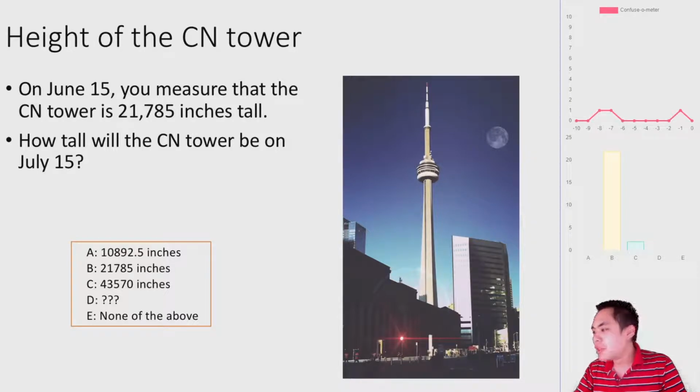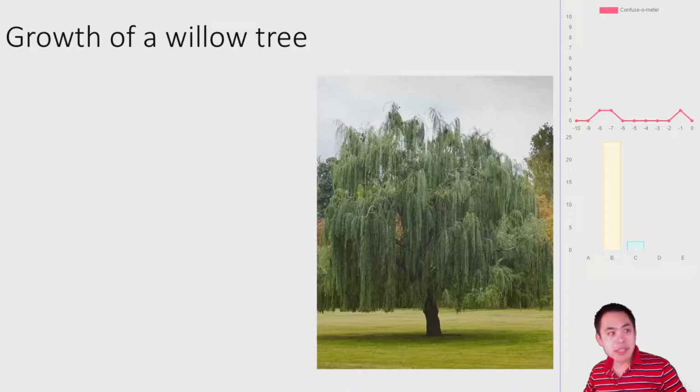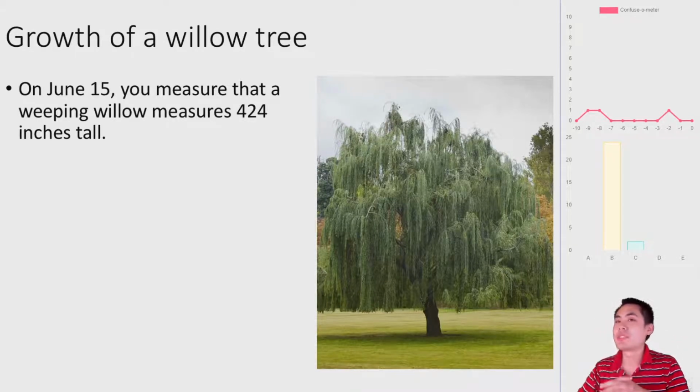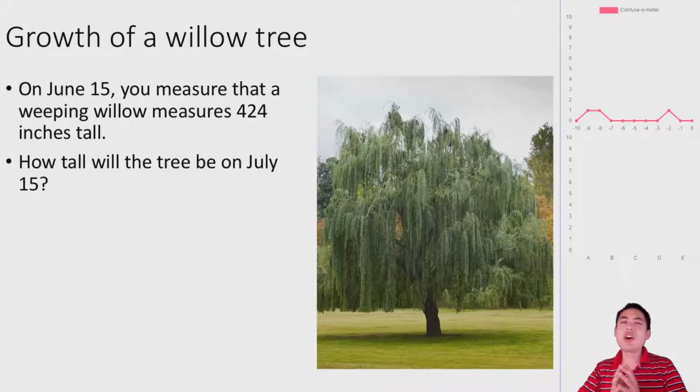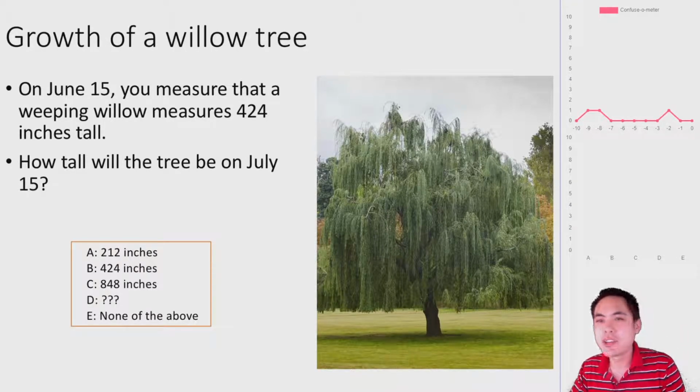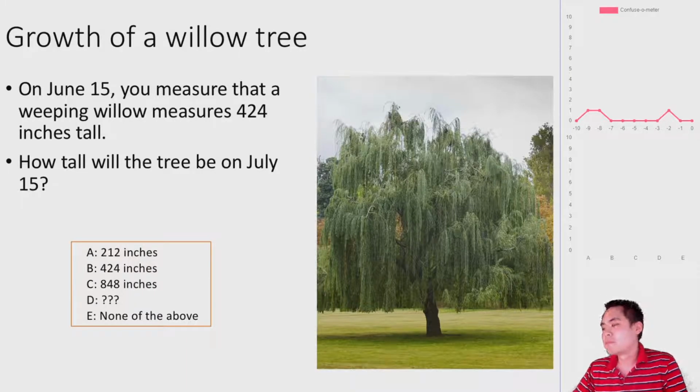Okay, so that's all well and good. But now let's ask a slightly different question. Suppose instead I have a willow tree. And on June 15th, you measure that a weeping willow measures 424 inches tall. Actually, let me reset my chat here. So on June 15th, you measure that the willow tree is 424 inches tall. How tall will the tree be on July 15th? So I give a couple of different guesses here. Is it 212 inches tall, 424, 848, unknown, or none of the above? Let's see what people think.